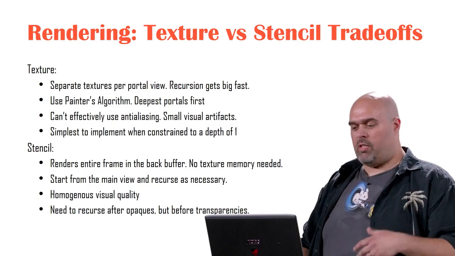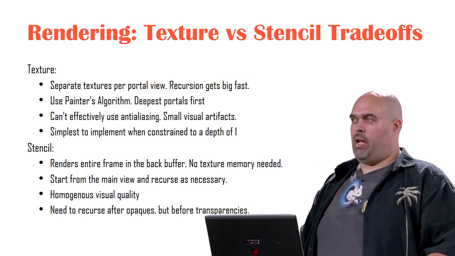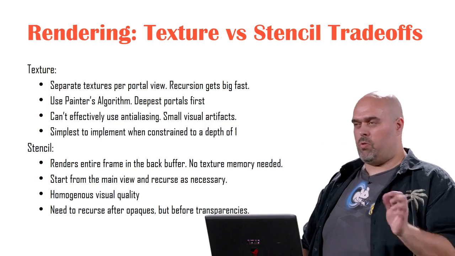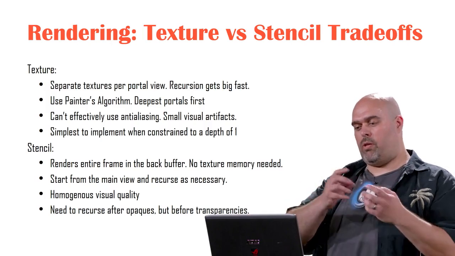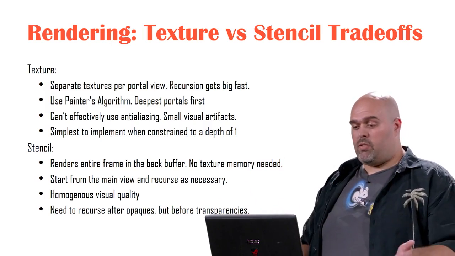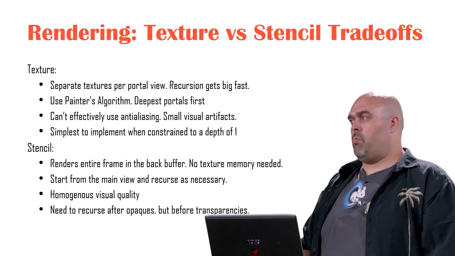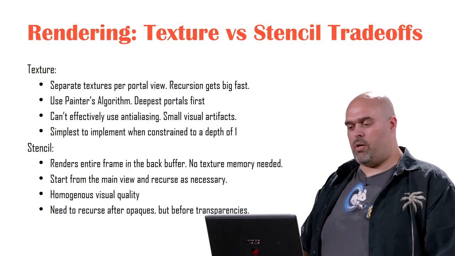I don't know if it's true anymore. It definitely was when I originally was working on the first Portal, that you couldn't effectively use anti-aliasing. So you get small visual artifacts as you get close to a portal because it would be rendered as a texture that doesn't quite render the same way as the rest of the back buffer. But it is the simplest to implement, especially if you don't support recursion at all. It is super simple to do because you can ignore the painter's algorithm and just render all of them before you do your main view.